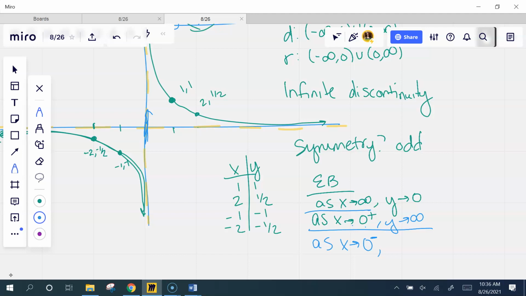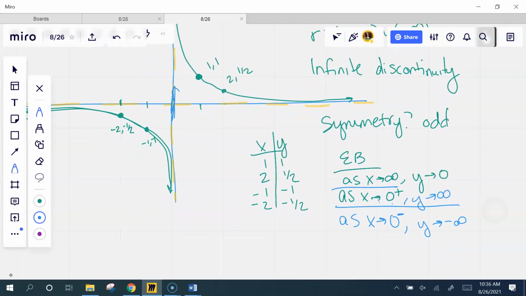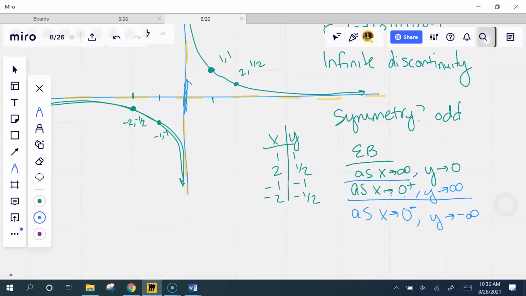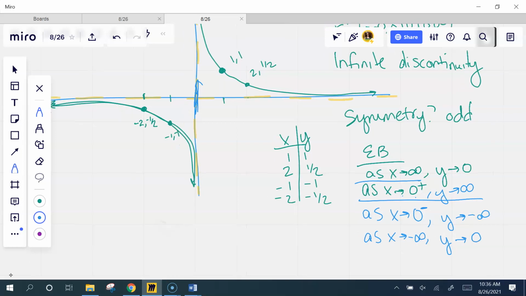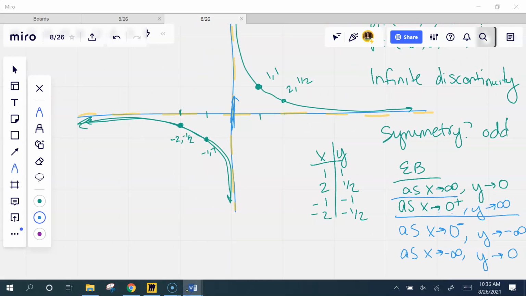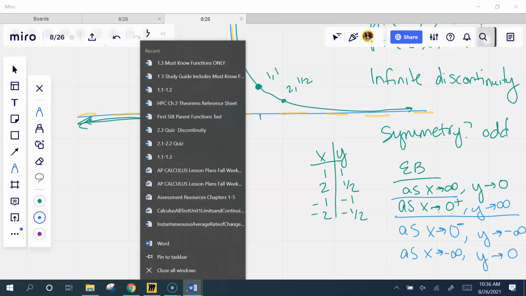Negative infinity, because it's going there. I still have one more little end I have to address. As x approaches negative infinity, what does y do? It's still going to 0. As I go to negative infinity, I'm still going to 0.